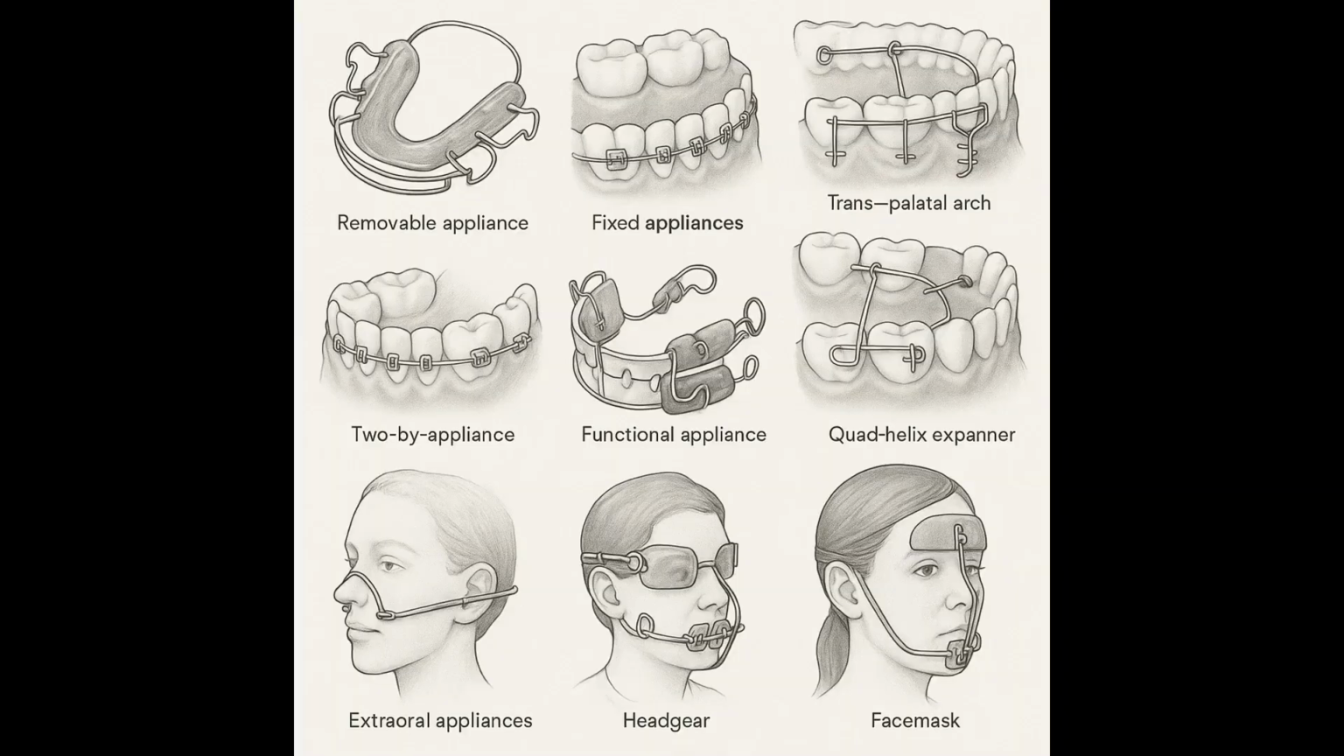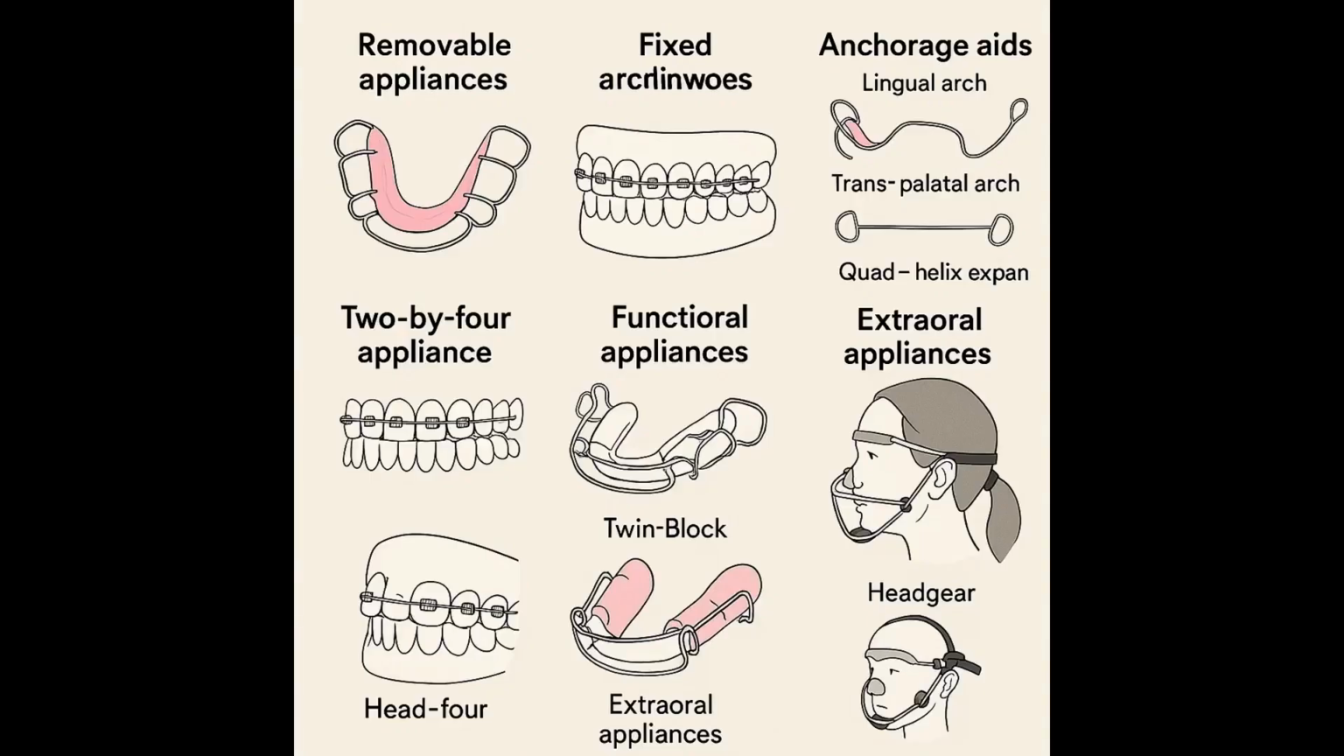Functional appliances, like the twin block, harness muscle forces to guide growth. And when growth needs more, we use extraoral appliances, headgear to restrain maxillary advancement in Class 2, or a face mask to protract the maxilla in Class 3.